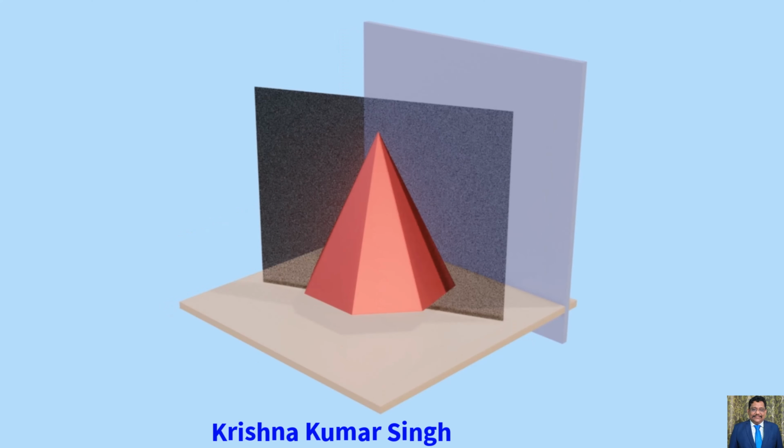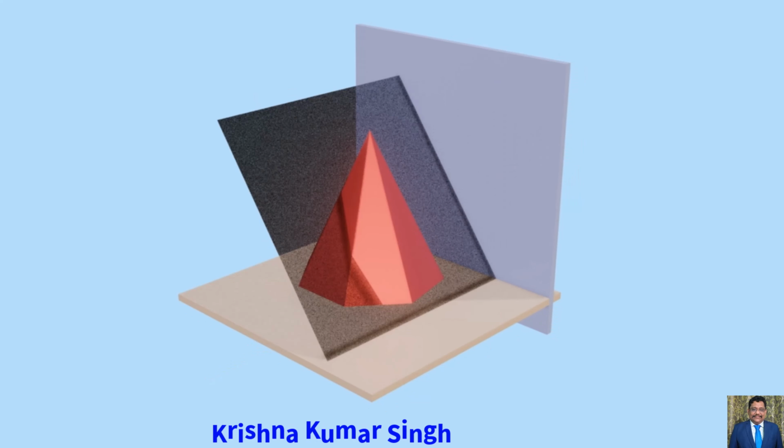Number 3. Section plane perpendicular to the HP and inclined to VP. In this condition, the section plane cuts the solid in such a way that it is perpendicular to HP and inclined to VP. In this position of the section plane, the sectional view is projected on the front view.